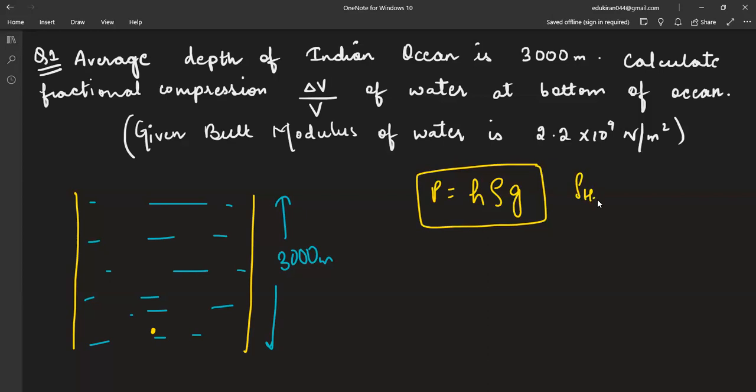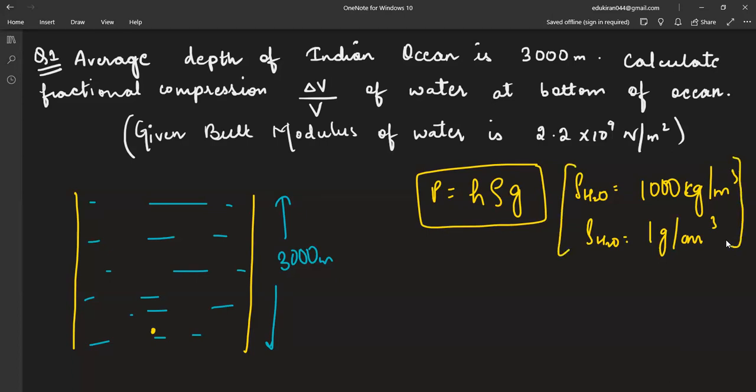What is the density of water? This you should already know, class. It's 1000 kg per meter cube, because this will be used everywhere, not just for your class 11th. For class 12th also, everywhere you should remember the density of water at least. And if you are calculating the density of water in CGS unit, this should be 1 gram per centimeter cube. This is how you have to remember the density of water. Any day I'll ask you the density of water, SI and CGS, both you have to remember.